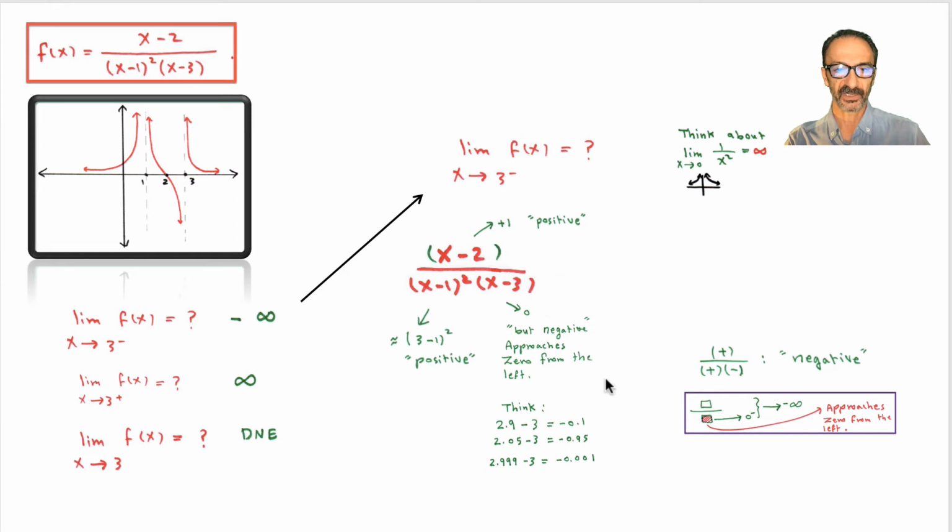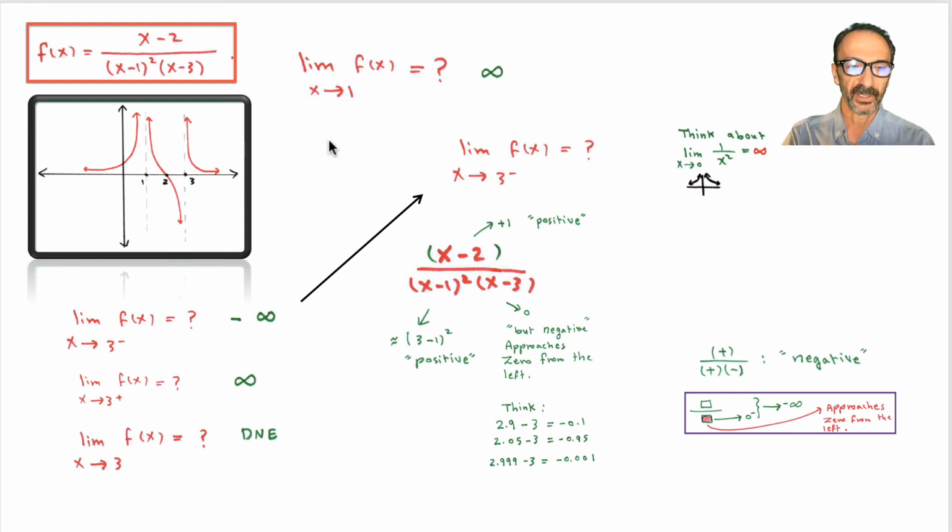I hope that this is clear to you. It's just little pieces here and there. And in case you want to take the limit as x approaches 1, we're going to have infinity. That's just to add to it. I have 3 and I have 1. 2 is not something that we worry about. And let's take another example.